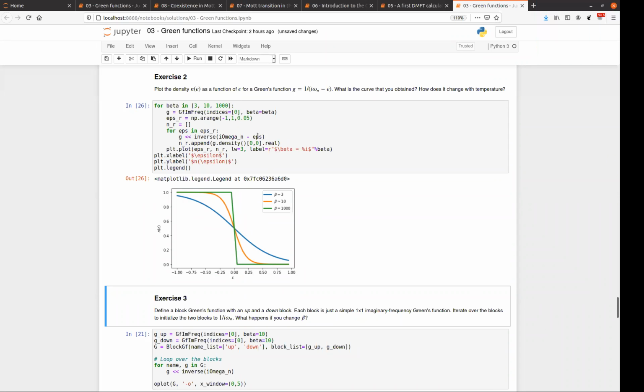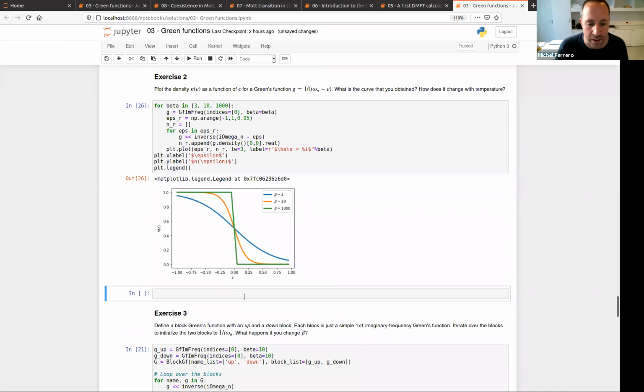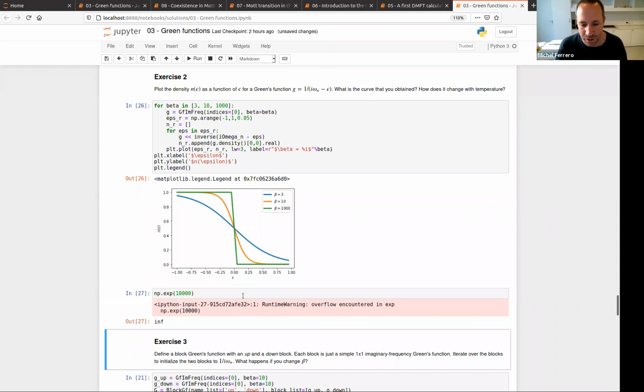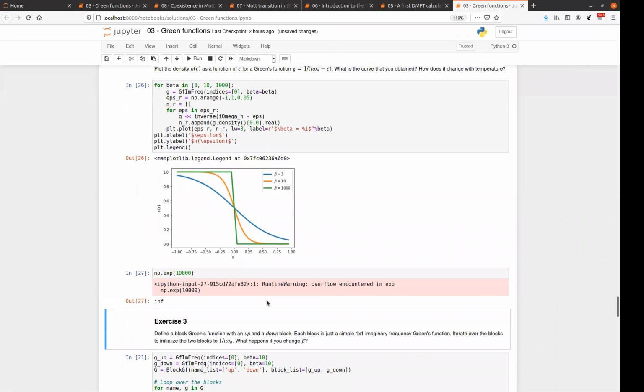Of course, so to speak, the exponential of 10,000 is not really well defined. This is the problem, am I right? Yes, exactly. If you ask NumPy to compute the exponential of this number, it will be quite unhappy. Okay, thanks.